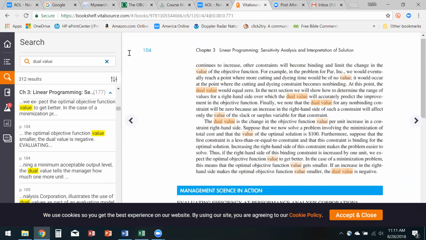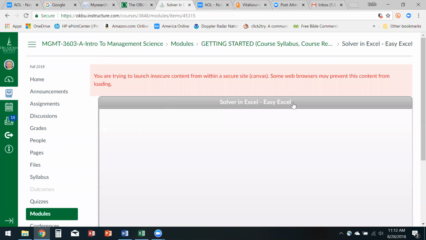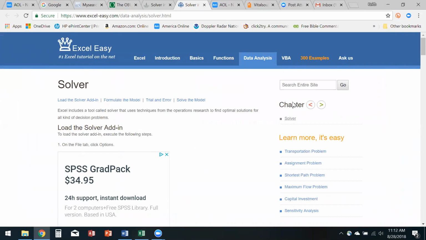Well, I want to go back here for a moment to these resources, and I want to take you real quickly over to take a look at Solver in Excel. This takes you over to Excel Easy. Now let me say this: I've worked with spreadsheets longer than most of you have been alive, so I understand spreadsheets and how they work. And I can tell you for a fact that Excel Easy is the best tutorial source on the net.